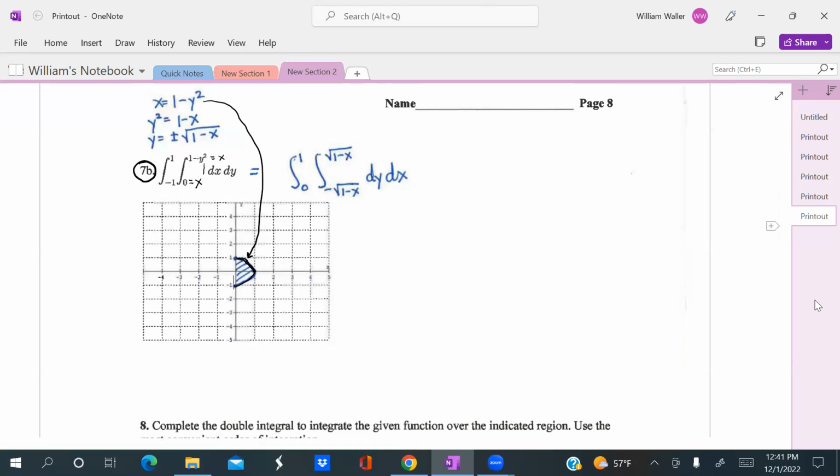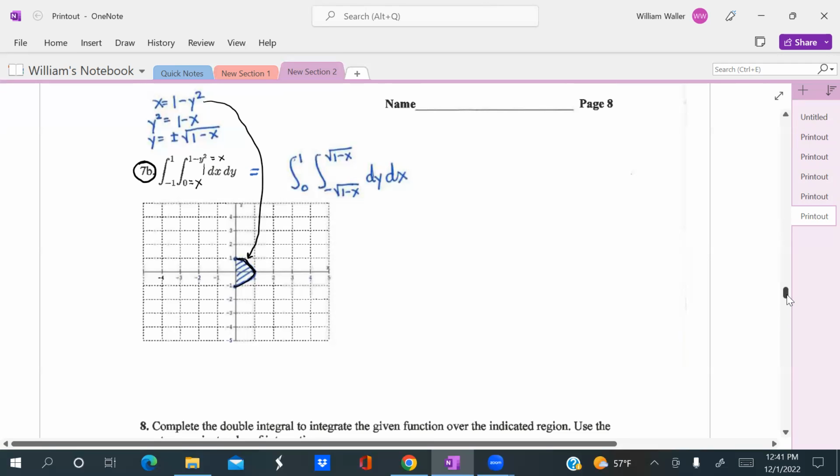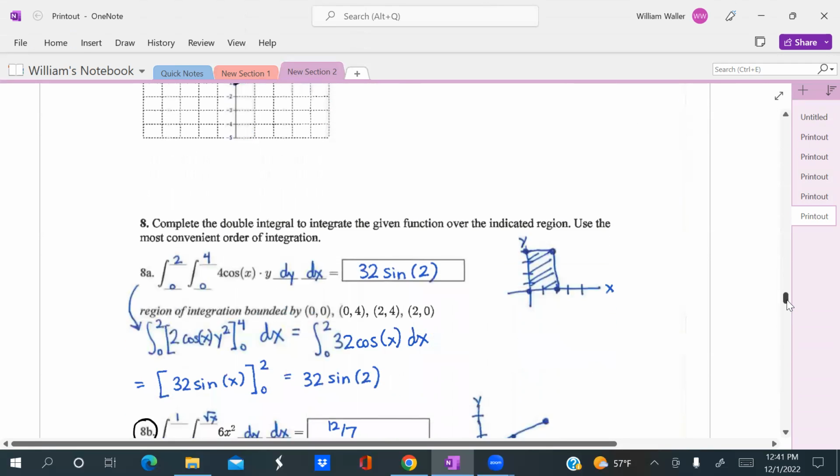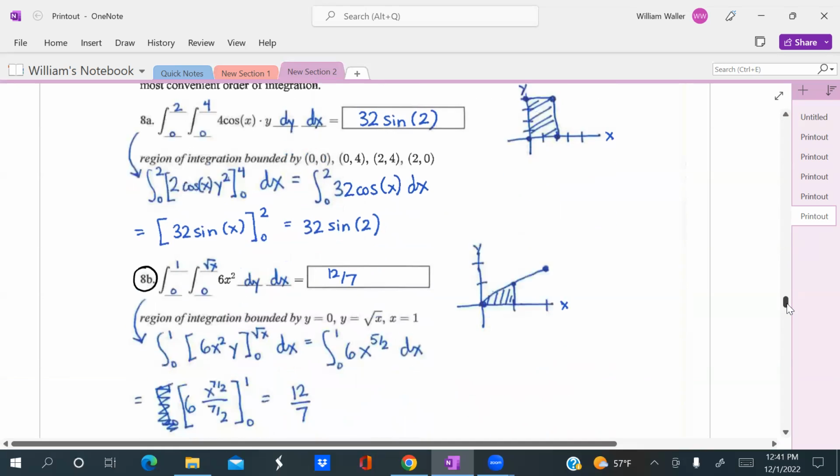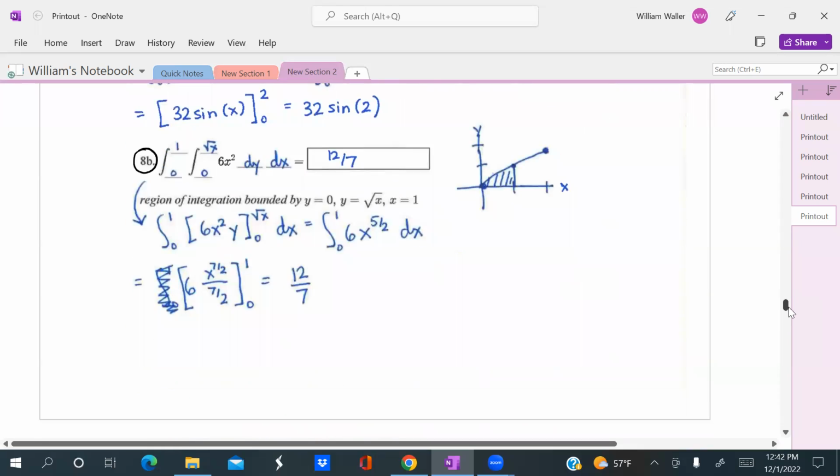Let's try now a part of this next problem, problem number 8. So here we're actually asked to carry out an integration, right? Actually do the computation. It says complete the double integral to integrate the given function over the indicated region.